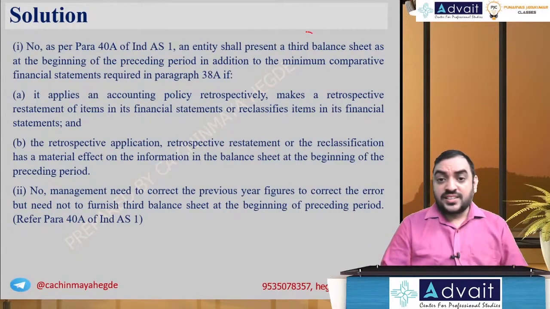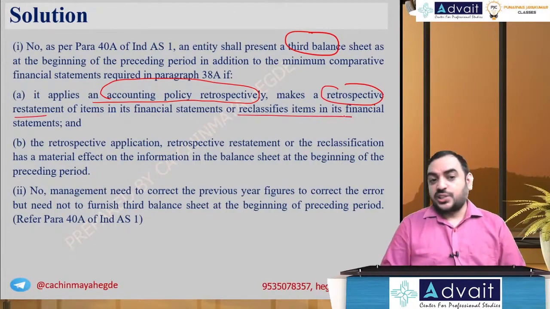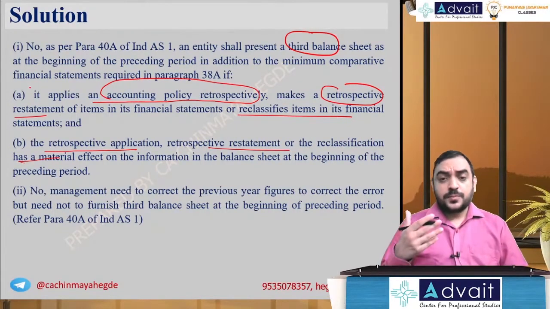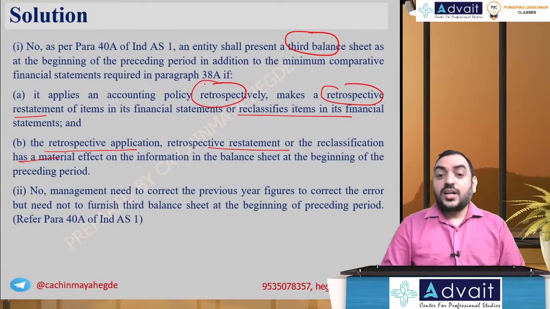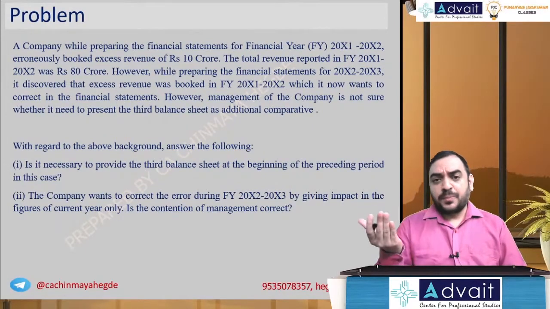When is the third balance sheet required? When the entity applies an accounting policy retrospectively, or it makes retrospective restatements or reclassifications. Retrospective application, retrospective restatement, reclassification has a material effect at the beginning of the year. So only in these cases, when you are doing a retrospective calculation or retrospective accounting, you need to provide a third balance sheet. Now here you are identifying the mistake in the current year. You are rectifying the previous financial statements. That's why they said it's not required to prepare the third financial statements.